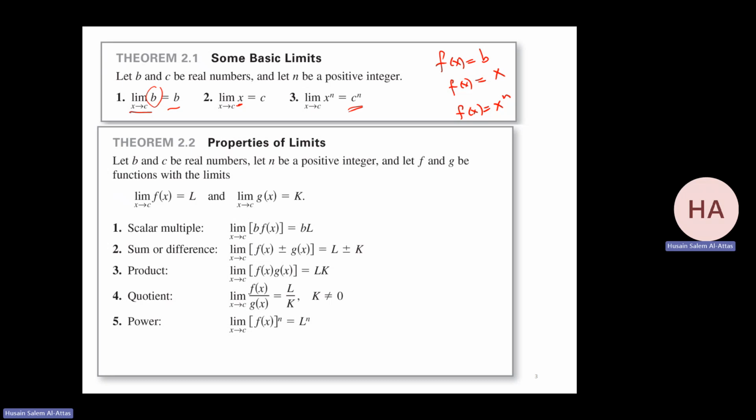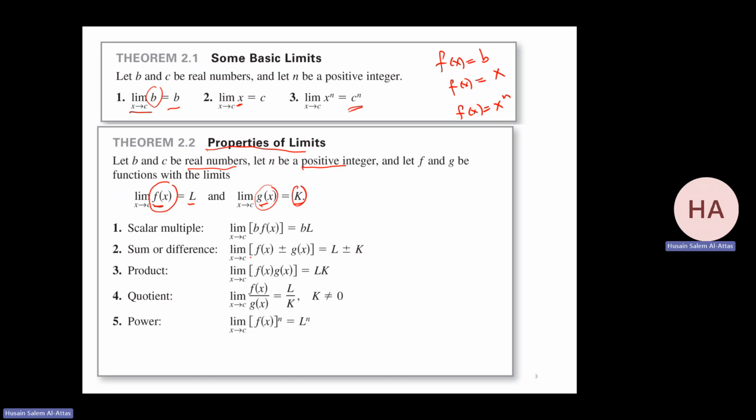Now, you also have properties of limits. It says: you have b and c real numbers, n a positive integer. You have two functions, f and g. The limit of f of x as x goes to c is equal to L. The limit of g of x as x goes to c is equal to k. So the limit exists for f of x, and it's equal to L. A limit exists for g of x, and it's equal to k.